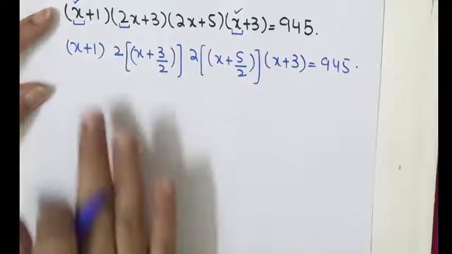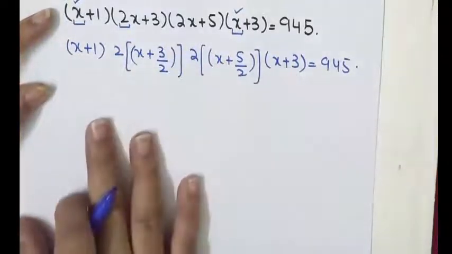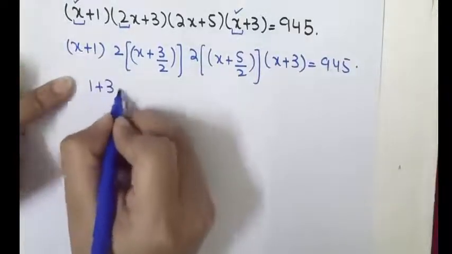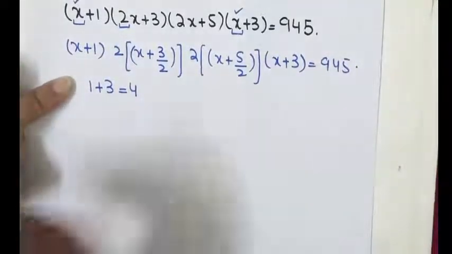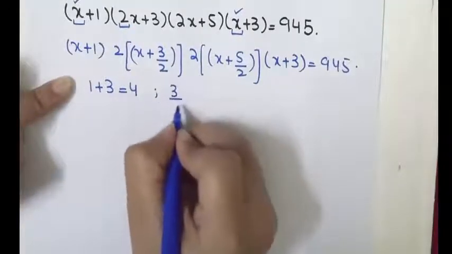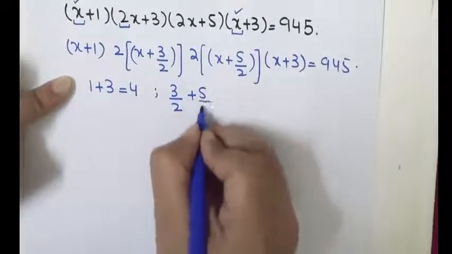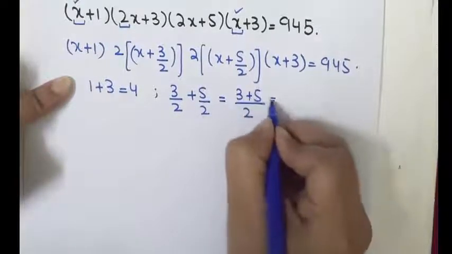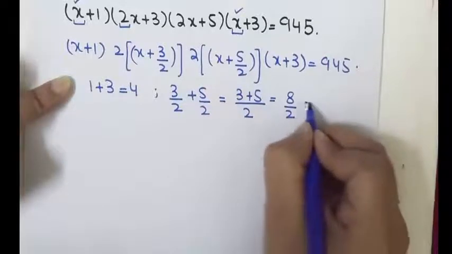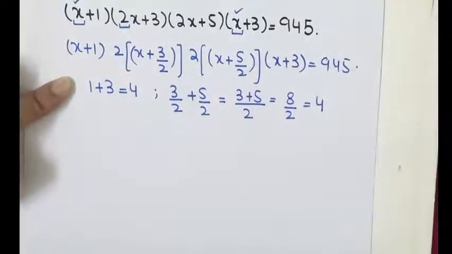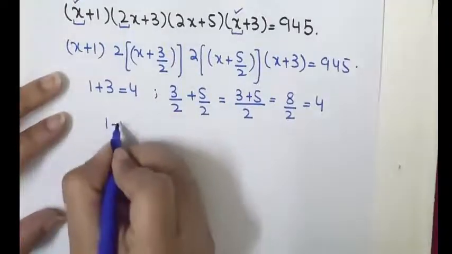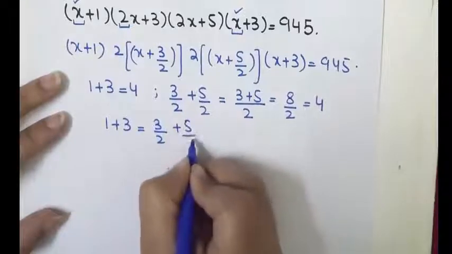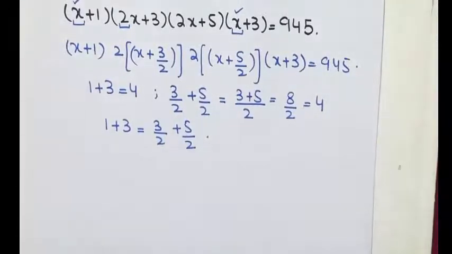Right? So now we will see which of the two terms we have to combine. See, this is 1 and 3. 1 plus 3 is equal to 4. Also 3/2 plus 5/2, taking the LCM, we have 8/2, which is equal to 4. So it means 1 plus 3 can be combined and 3/2 plus 5/2 can be combined.